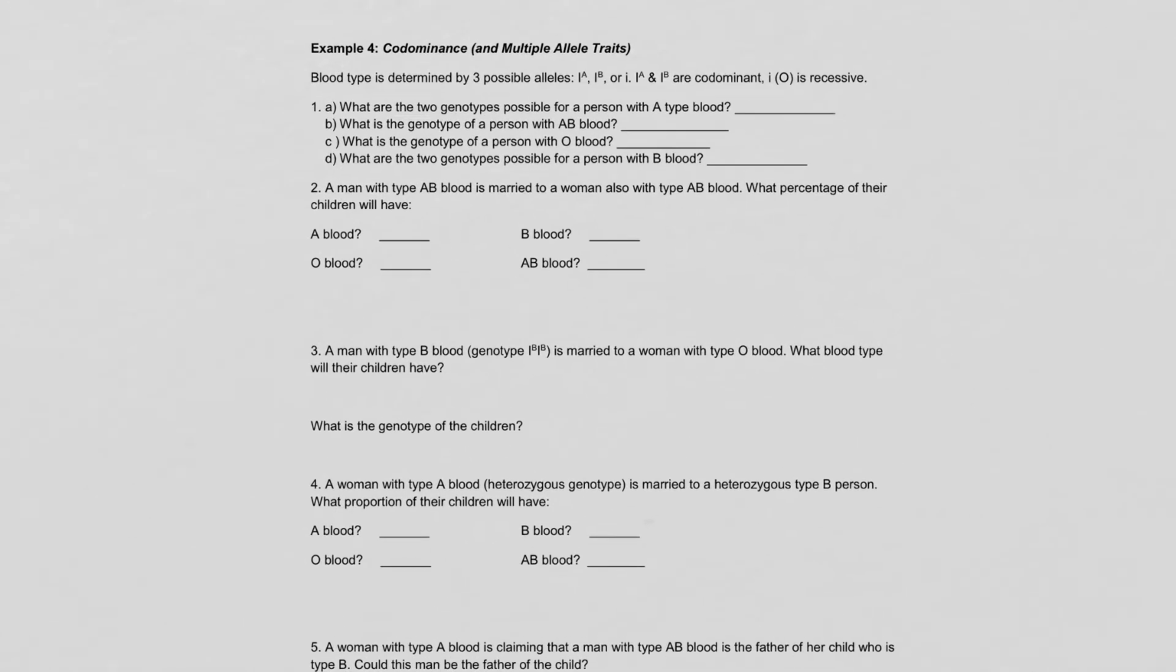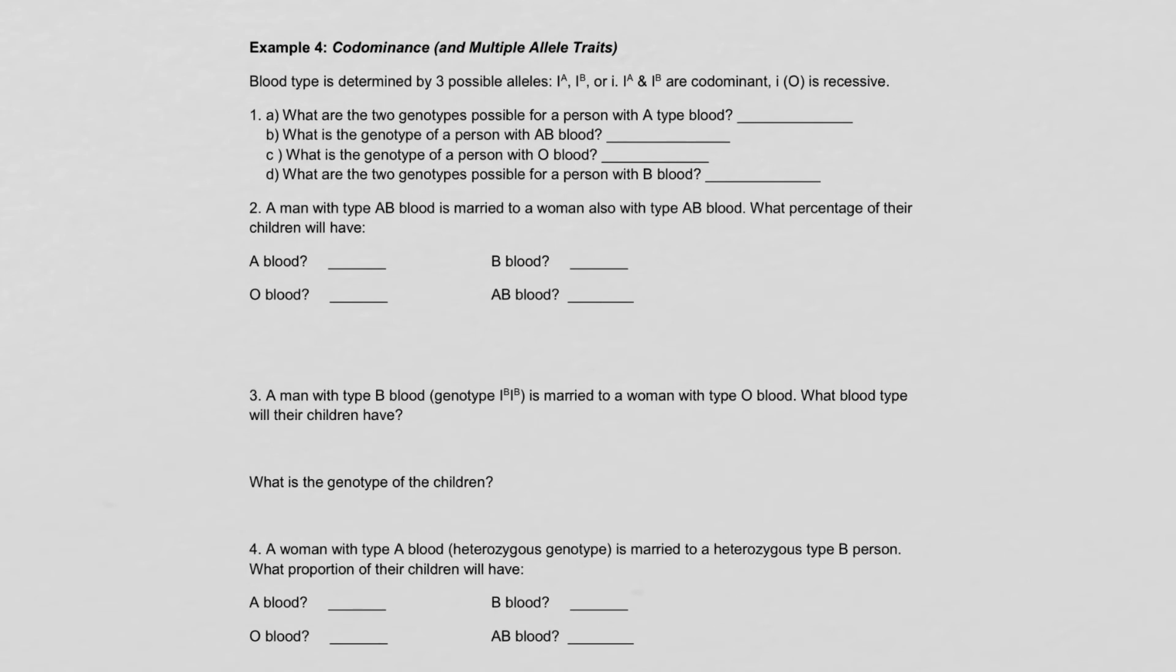All right, so now we're going to get into codominance and multiple alleles. So we're looking at blood type. And your key is essentially up here. It's saying that blood type is determined by 3 possible alleles, like I talked about in lecture: A, B, or the recessive, which is O. Now, A and B are codominant, and O is recessive.